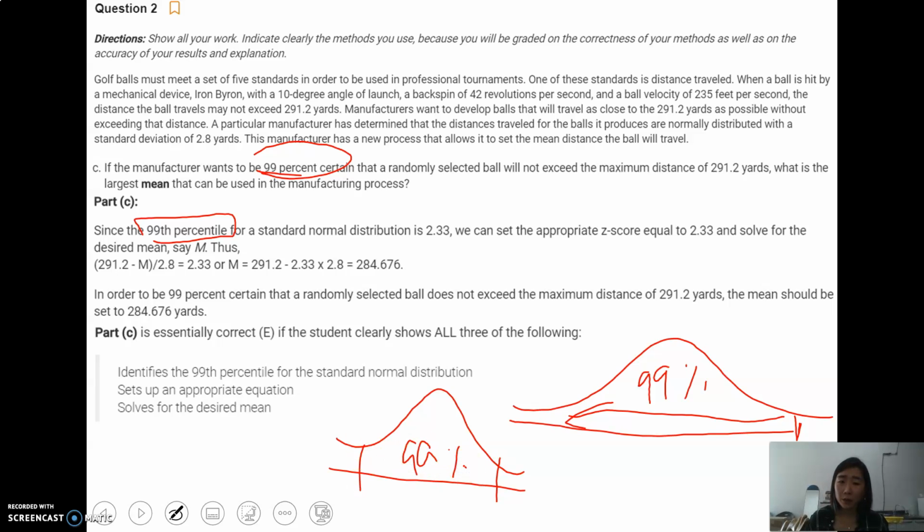So a lot of you wrote 2.58 instead of 2.33, you wrote 2.958, I think, and then solved the question. So that's why you earned P instead of E. I think I would have gotten this problem wrong as well, just because of how the wording is. That's very interesting.